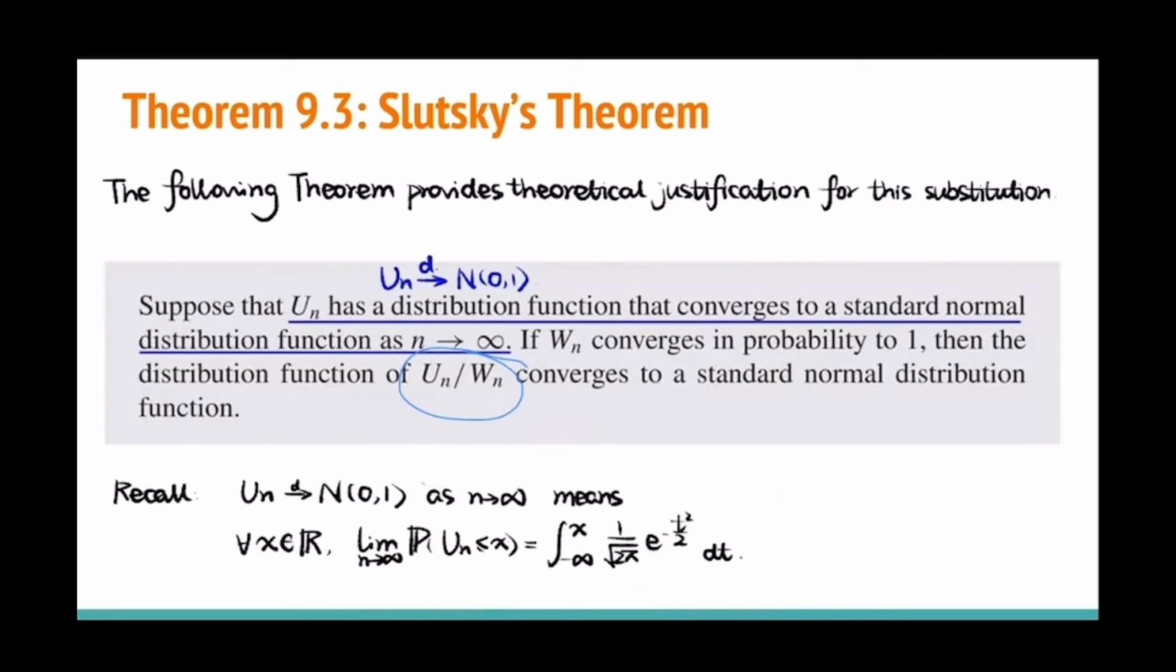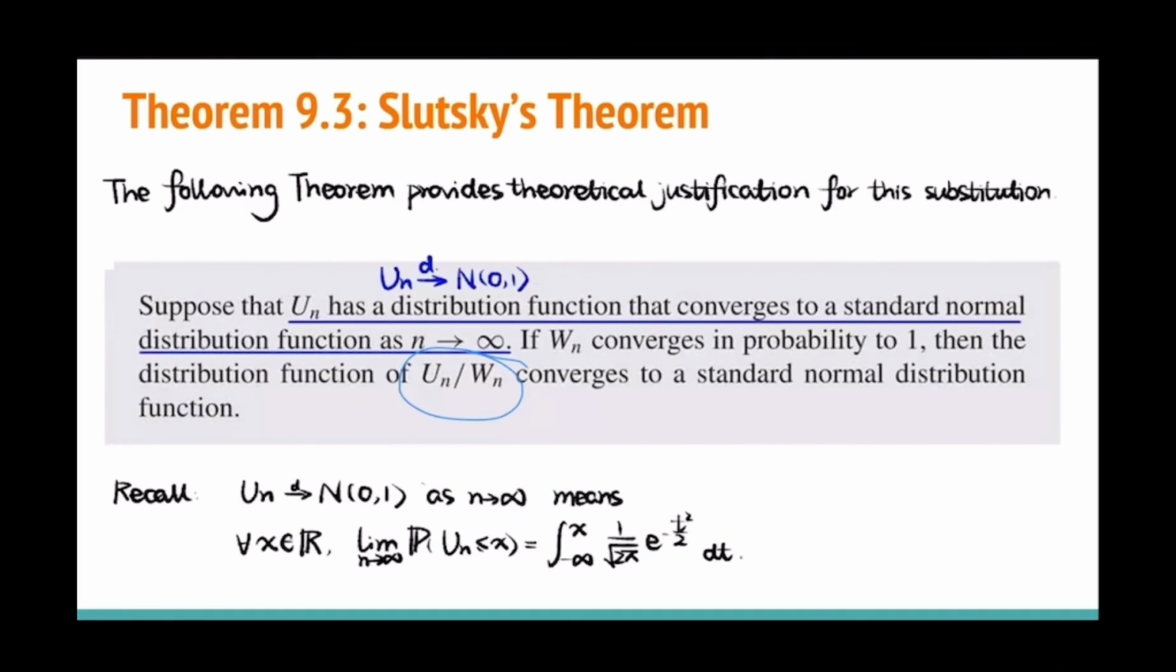Let me just say this again. We have two variables here that converge. Un converges to a standard normal distribution as n becomes sufficiently large, and Wn converges to a constant. I want to look at the ratio of the two variables that converge on their own. Of course, by Slutsky's theorem, the ratio is going to converge as well.